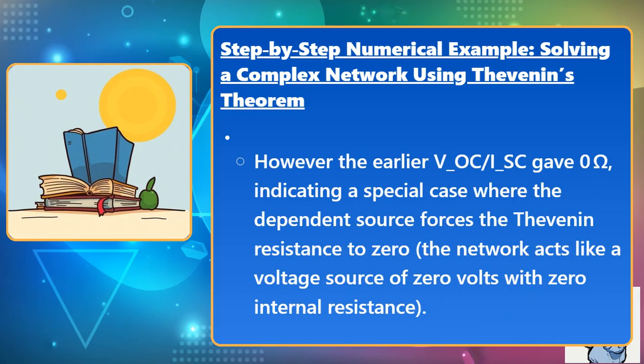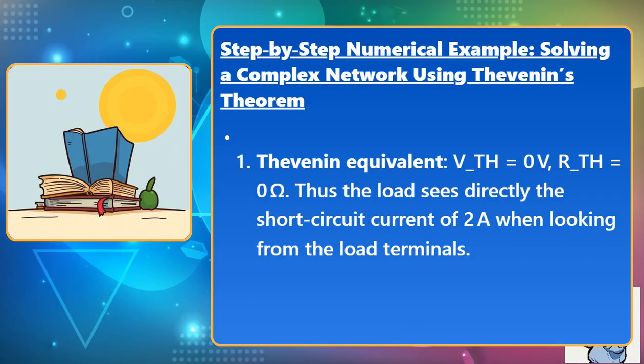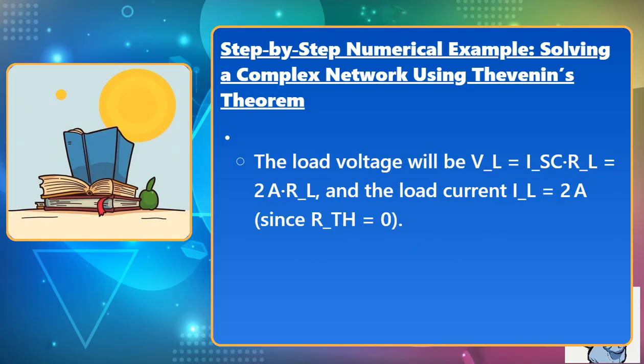However, the earlier V sub OC over I sub SC gave 0 ohms, indicating a special case where the dependent source forces the Thevenin resistance to 0. The network acts like a voltage source of 0 volts with 0 internal resistance. The Thevenin equivalent: V sub TH equals 0 volts, R sub TH equals 0 ohms. Thus the load sees directly the short circuit current of 2 amperes when looking from the load terminals. The load voltage will be V sub L equals I sub SC times R sub L equals 2 amperes times R sub L.